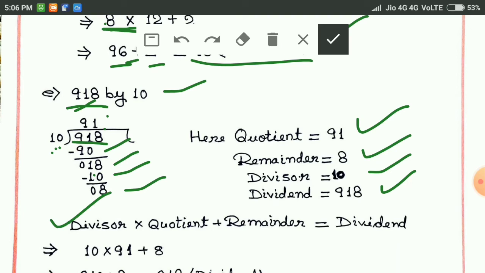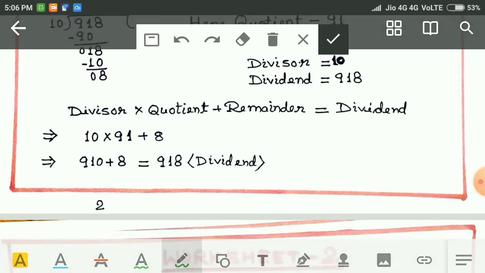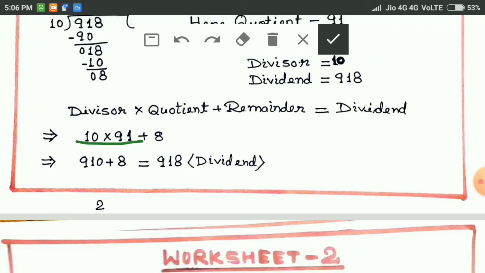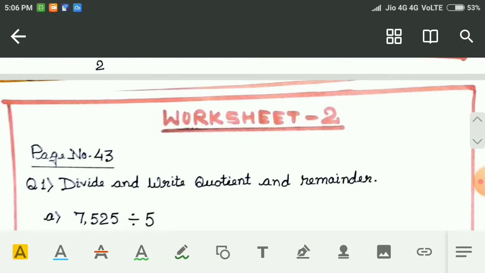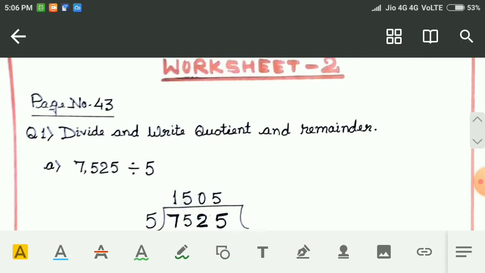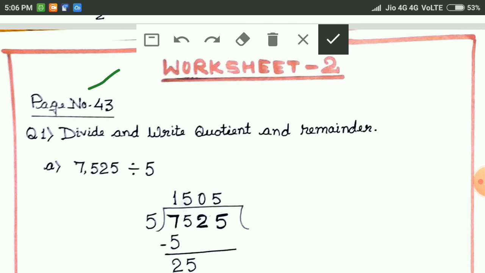Then we check our answer. Divisor into quotient. Where is the divisor? 10 into 91 and plus 8. We can do it like this, and we get 10 times 91, 910, plus 8, 918, and this is the dividend. In this way we can check our answers. Now worksheet 2, page number 43.